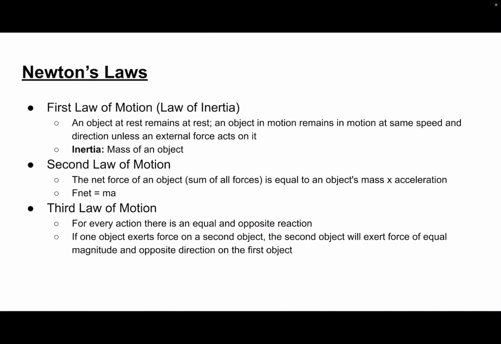So the first law is the law of motion. This states that an object at rest stays at rest and an object in motion stays in motion unless an external force interferes with it. Also, an object's mass is considered its inertia, and the more inertia you have, the more force it takes to change your motion. The second law is the most important, and it's basically the equation F net equals ma, which says that the sum of all forces acting on an object is equal to mass times acceleration.